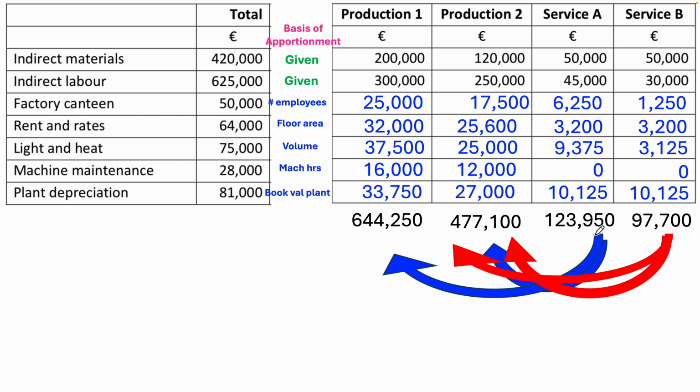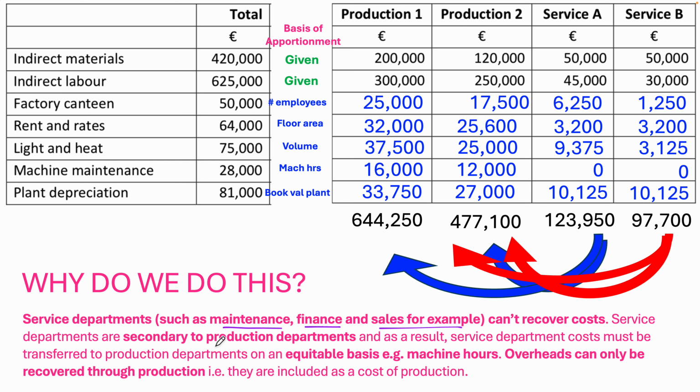Service departments such as maintenance, finance and sales, for example, can't recover costs. Service departments are secondary to production departments, and as a result, service department costs must be transferred to production departments on an equitable basis, for example, machine hours. Overheads can only be recovered through production, i.e. they are included as a cost of production.